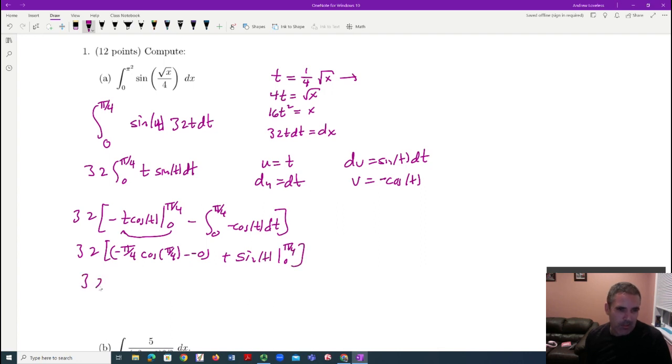And so then we have it: 32 times negative pi over 4 root 2 over 2 plus, and then plugging in, this is going to be root 2 over 2. So that's done. You could leave it like that. That's perfectly fine. You could factor out the root 2 over 2, which would make it 16 root 2. And then what would I have? I'd have negative pi over 4 plus 1.